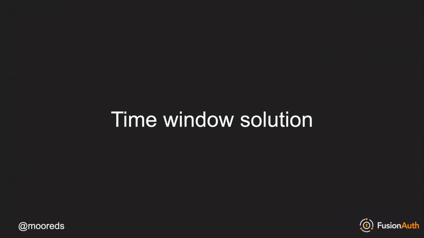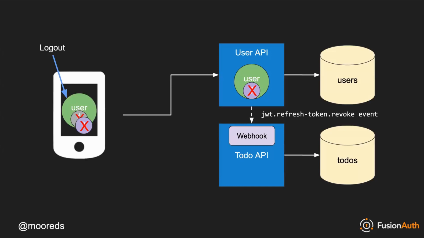Another option is what I call a time window solution. It's also basically you're building up an allow list or a deny list, and we're going to walk through that. So in this case, in addition to having webhooks fired when a user wants to be deleted, you can also have webhooks that fire on other interesting events, and logout might be one of those. In this particular case, we call it the refresh token revoke event, but you can call it the logout event, whatever. And that tells the to-do API that this user has chosen to log out.